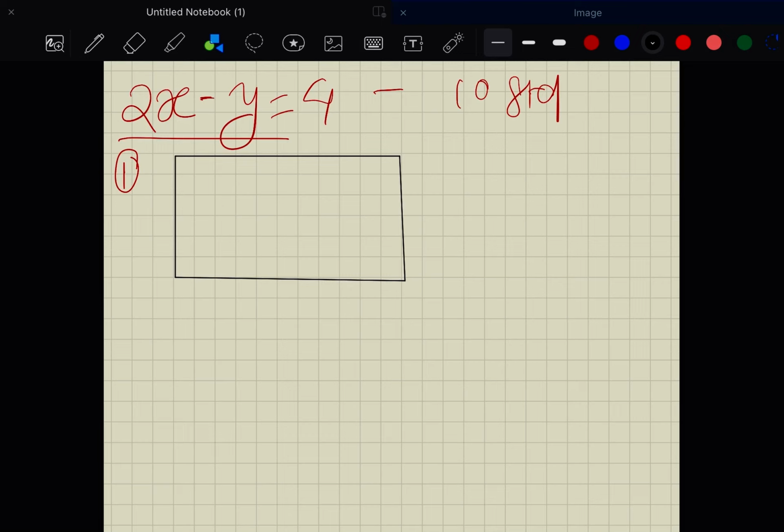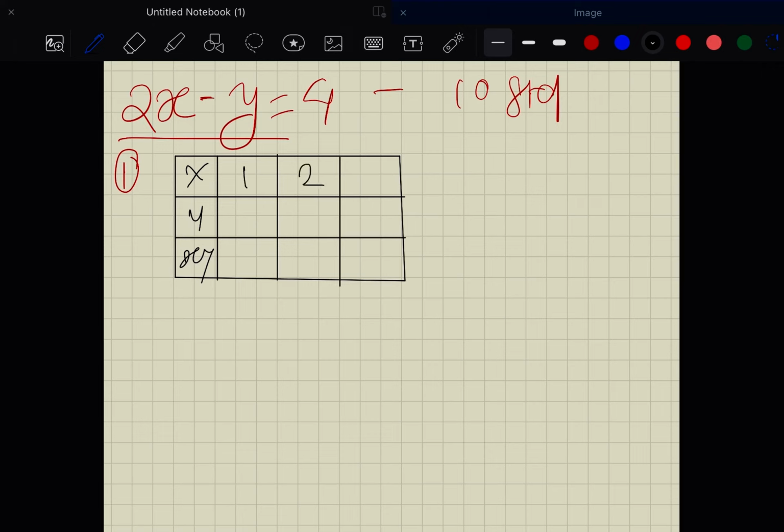Next. So 1, 2, 3. This is the value of x, y, and (x, y). Now just put a value. So this is x, y, (x, y). Just like the previous one, let's assume x is equal to 1, 2, and 0. x is equal to 1, x is equal to 2, and x is equal to 0.